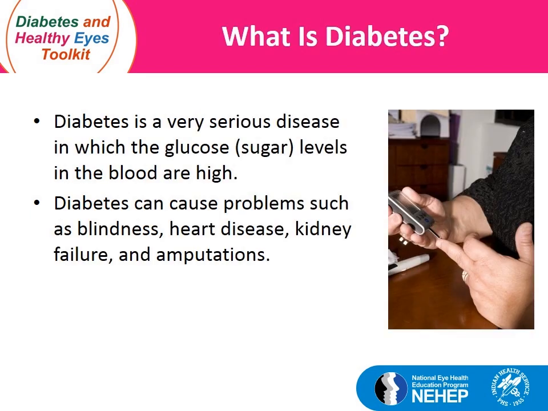In order to make sure we're all on the same page, I want to just quickly cover a few important facts related to diabetes. First, what is diabetes? Many of you already know that diabetes is a very serious disease in which glucose or sugar levels in the blood are high. It can cause problems such as blindness, heart disease, kidney failure, and even amputations.